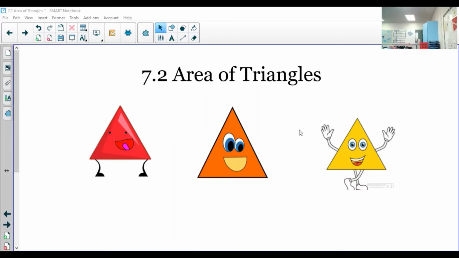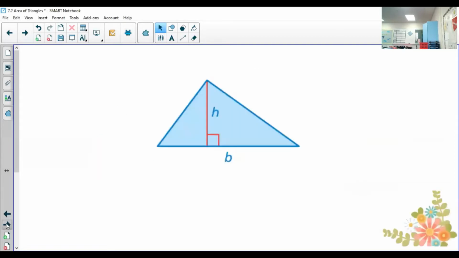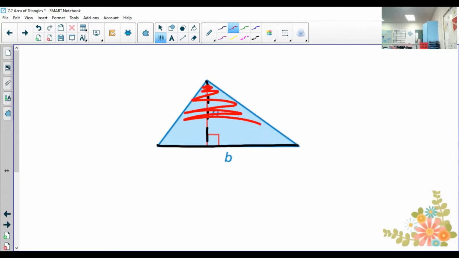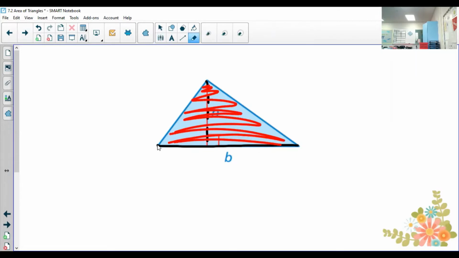All right, area of a triangle. Obviously, I've got some triangles here, but let's take a look. This is what we're going to be dealing with, okay? So here's a triangle, and we've got two measurements. We've got a base, and we've got a height, okay? Now, how do I find the area? Again, remember the area is just the amount of space that this shape takes up, okay?